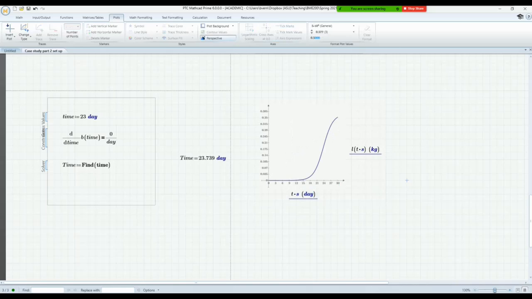So at 23.8 days, that's right here. This is about right there. But that's the time when we want to stop it. So that's going to tell us the concentration of lactic acid that we need to now use to figure out the pH.